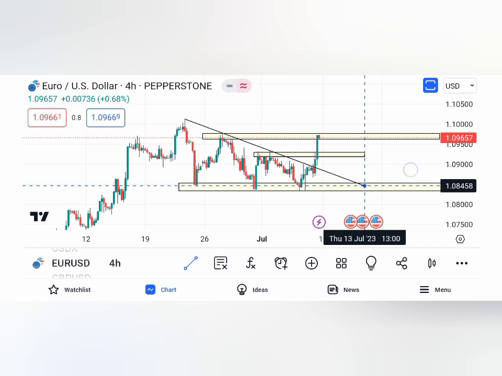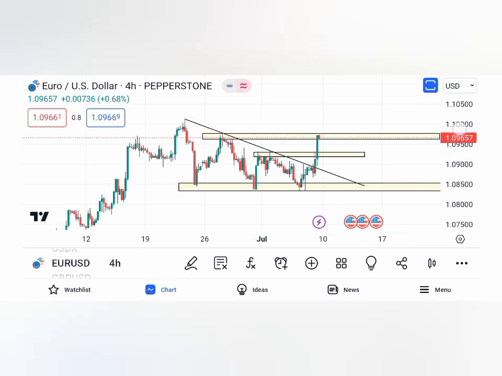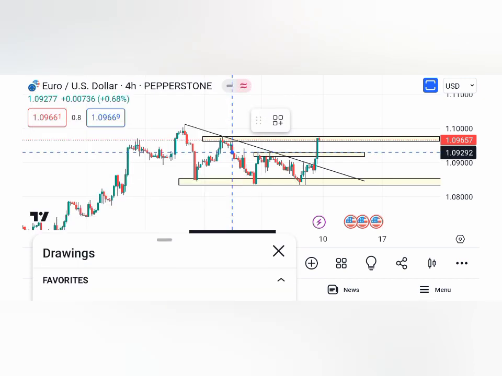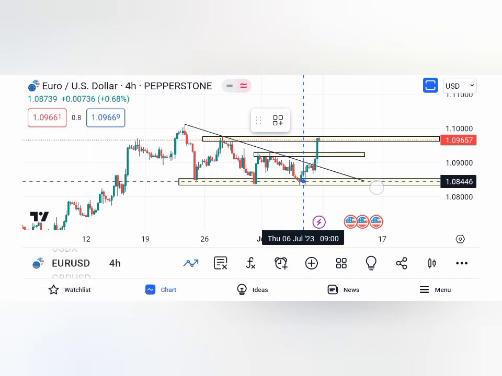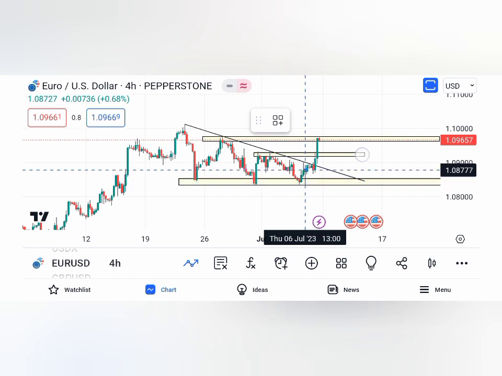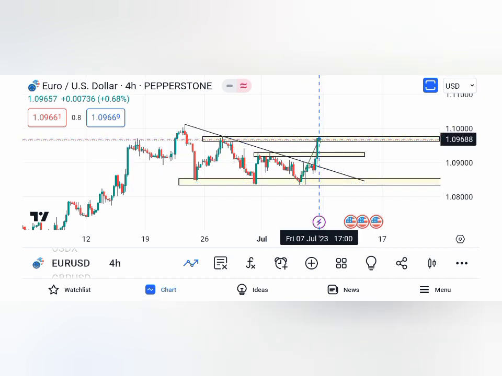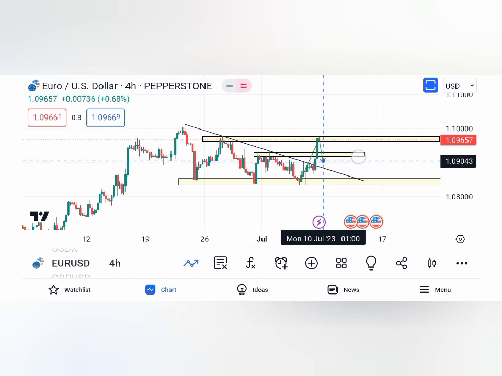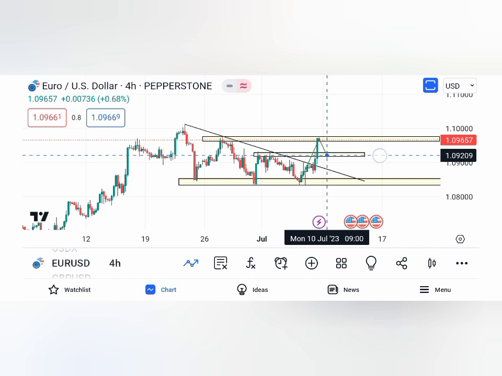So we have this trend line here also. Now you saw that EURUSD broke this particular trend line upwards here. So it's likely that EURUSD will come and retest this trend line, or it can come and retest this particular zone here, then continue upwards. But let's see what the market brings this coming week.